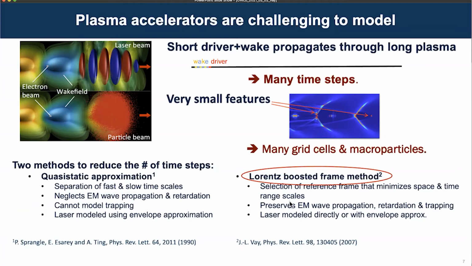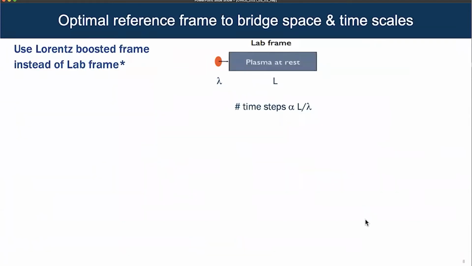So, using Lorentz dilation and contraction of space and time to do this, this preserves electromagnetic wave propagation, retardation, and trapping. I mean, for the wave propagation, of course, as long as this is supported by the grid, and as the laser is modeled either directly or with envelope approximation. So the gist of the optimal reference frame to bridge space and time scales is like this.